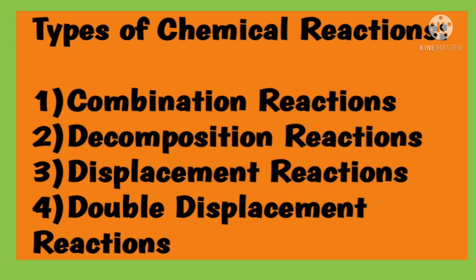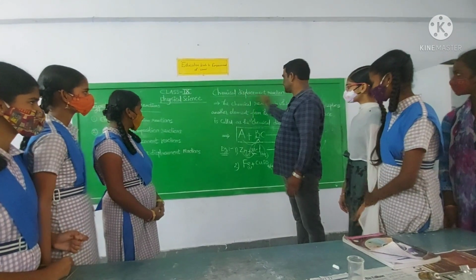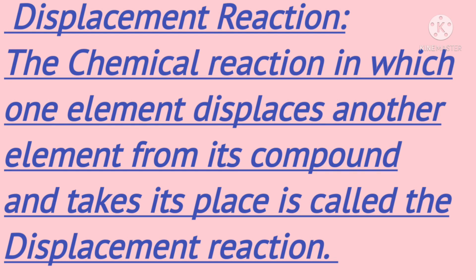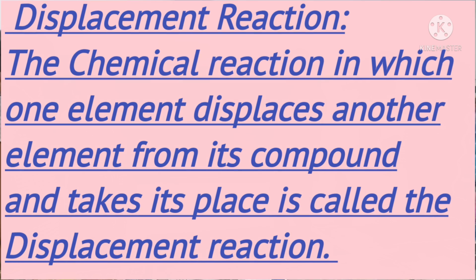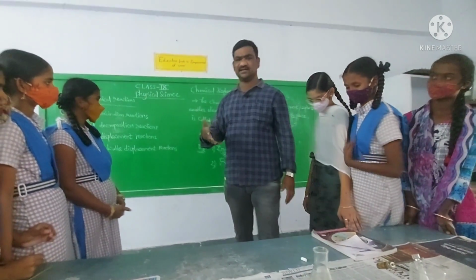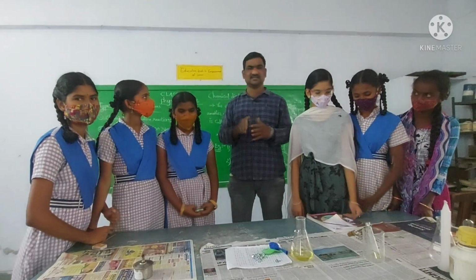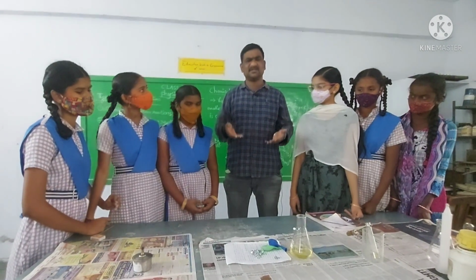Children, today we are going to discuss the chemical displacement reaction with some activity. The definition of chemical displacement reaction is: the chemical reaction in which one element displaces another element from its compound and takes its place is called a chemical displacement reaction. So in this reaction, one element displaces another element from its compound and takes its place. That kind of reaction is called a displacement reaction.